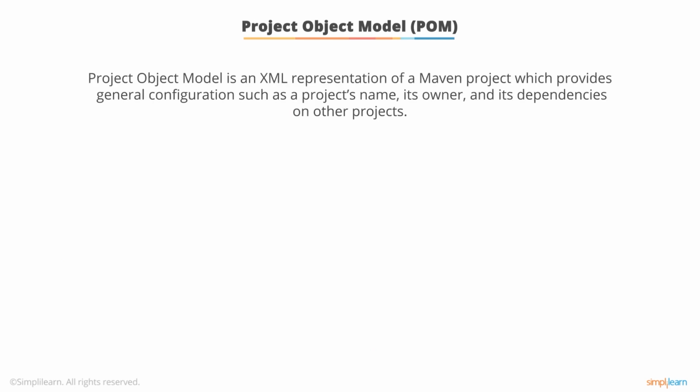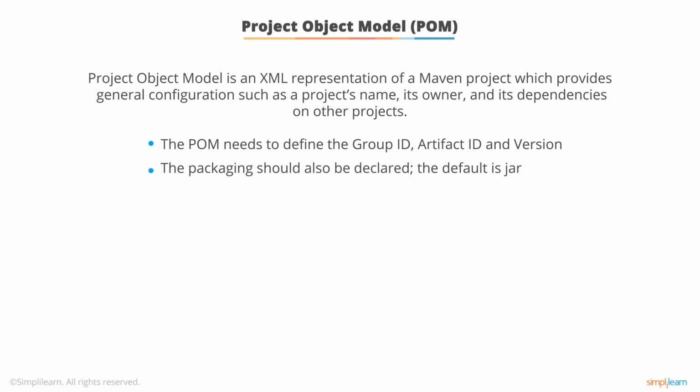The project object model, also known as the POM. The project object model is an XML representation of a Maven project. It provides general configuration information, such as a project's name, its owner, and its dependencies on other projects. The XML excerpt in the slide shows a rudimentary implementation of Maven's project object model. The POM XML needs to define the group ID, the artifact ID, and version. The packaging needs to be declared too. The default deployment package is a jar.